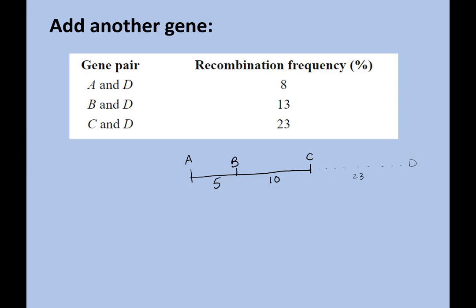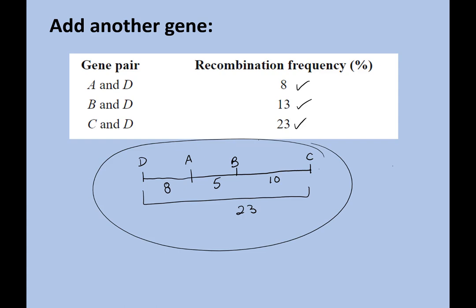So that tells us that C to D, which is 23, D's over here. And let's see if that works. If A to D is 8, 8 plus 5 is 13, plus 10 is 23. That one works. And B to D, 8 plus 5 is 13. That one works. So now I've just drawn a genetic map or a linear map.